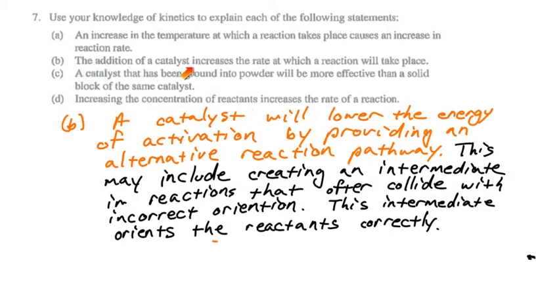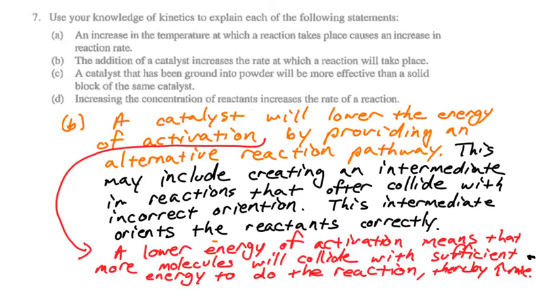B, the addition of catalysts increases the rate at which a reaction will take place. So I think the orange part down here is really all you would need. If you wanted to do more, you could do the black part. So a catalyst will lower the energy of activation by providing an alternative reaction pathway. I even think this first part, a catalyst will lower the energy of activation, is probably enough. That would be enough. Now you might want to say, well, why does that matter? And that might be a different direction you want to go. Like, try this. Yeah, I actually like this better.